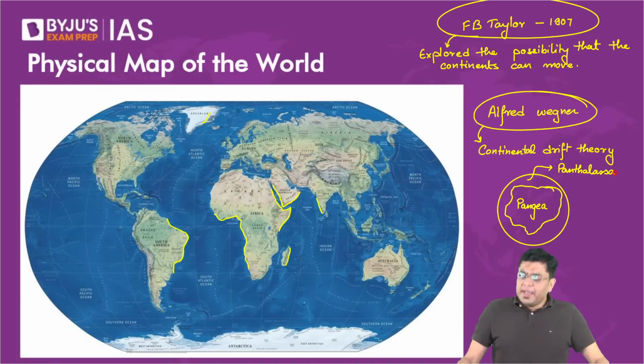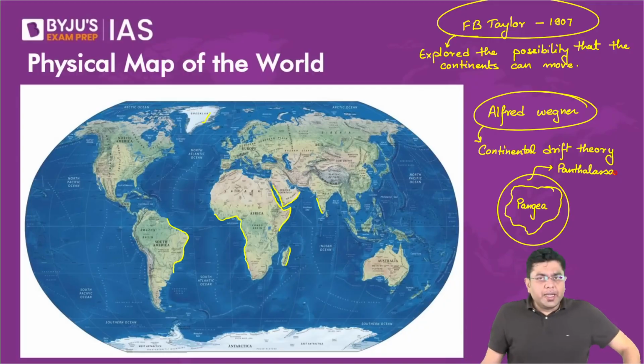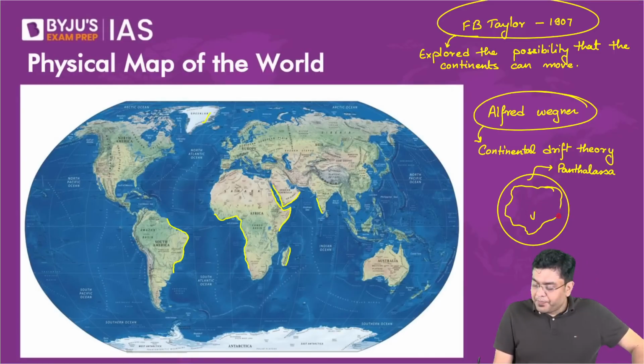And he said that this Pangea broke into various parts. That Pangea broke into two different parts initially. You had one to the north and one to the south. The one to the north was named Laurasia.